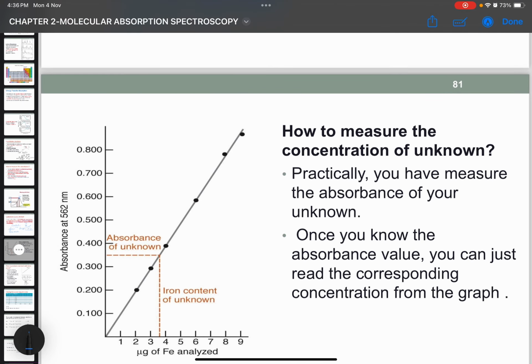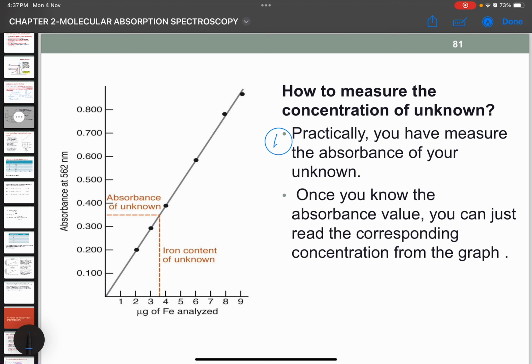So this is the step how to measure the concentration of the unknown. So first, practically you have measured the absorbance of your unknown. Once you know the absorbance value, you can just read the corresponding concentration from the graph. Oh, sorry. No, sorry. Saya rasa ada step yang tertinggal. First, we need to read the absorbance of known concentrations. Okay, untuk dapatkan plot ni kan.